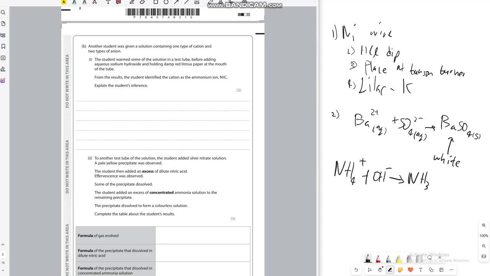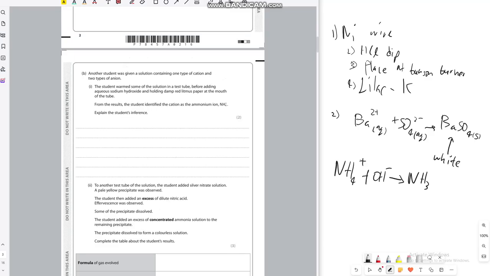The student added an excess of concentrated ammonia solution to the remaining precipitate. The precipitate dissolved to form an aqueous solution. Complete the table about the student's results. So obviously the formula of the gas evolved. Now we'll see what the substance is.